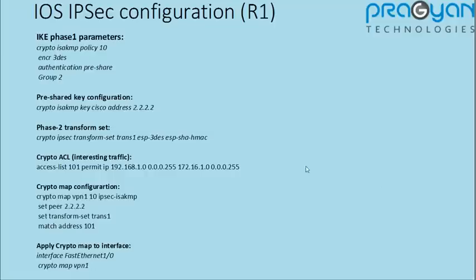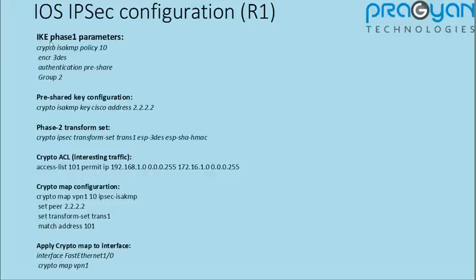So in R1 we'll start with phase 1 parameters. The phase 1 parameters will look like this: crypto ISAKMP. Of course you are going to start with conf t, right? You'll enter configuration mode and then start this, right? Crypto ISAKMP policy 10. What this means is the crypto ISAKMP policy is really your phase 1 policy. And what does this number indicate? The number indicates that if you have multiple policies, IOS is going to match them in this preference. The lower the number, the higher the priority, right?